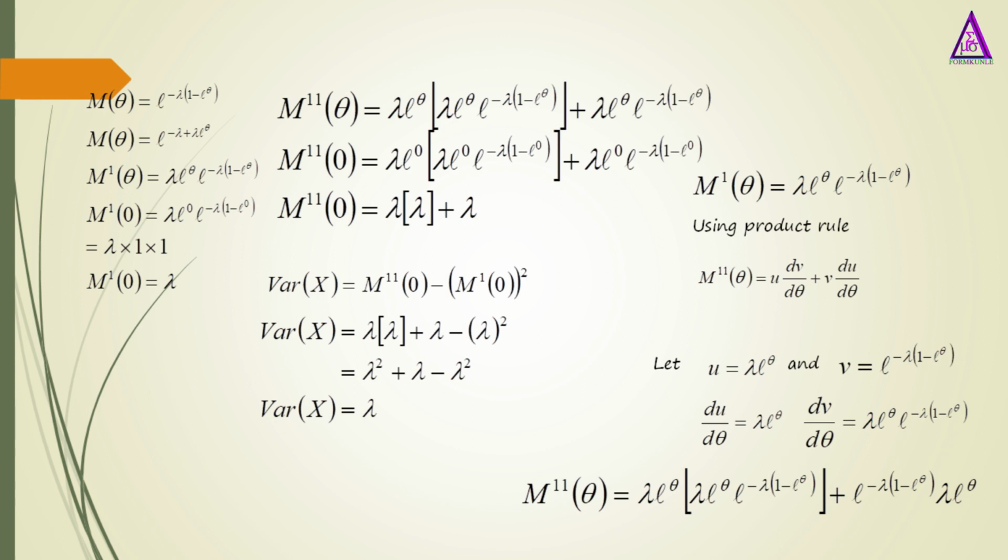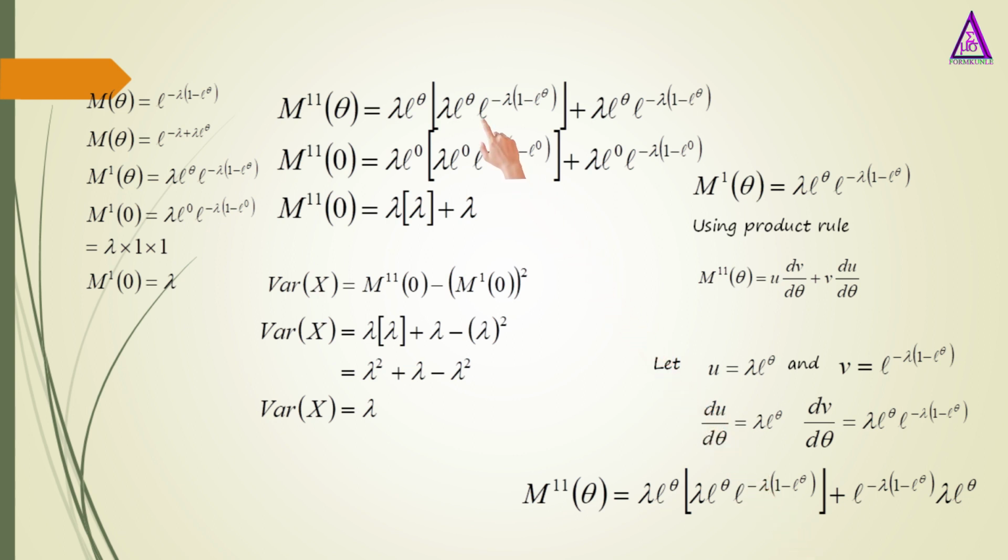And by differentiating v, we have λe^θ times e^(-λ(1 - e^θ)). Based on this, we have u dv/dθ plus v du/dθ. That is how we get this equation 1.